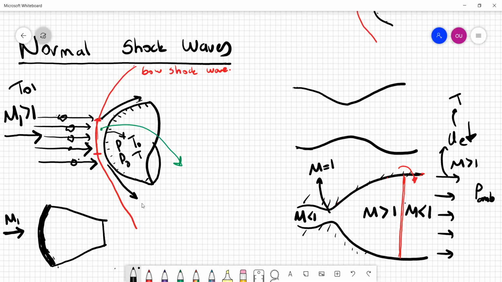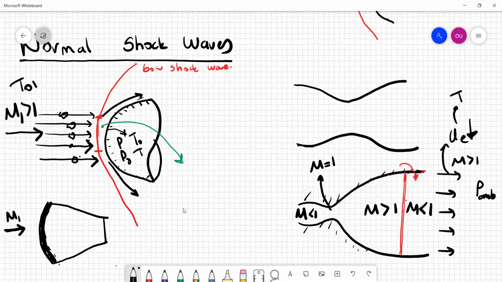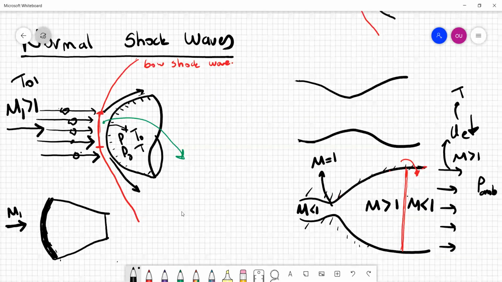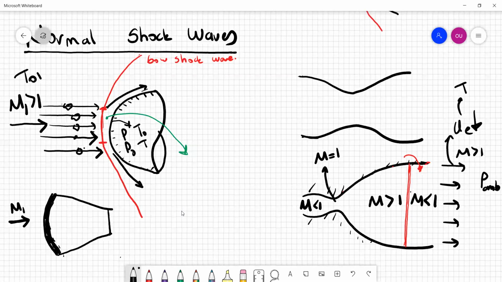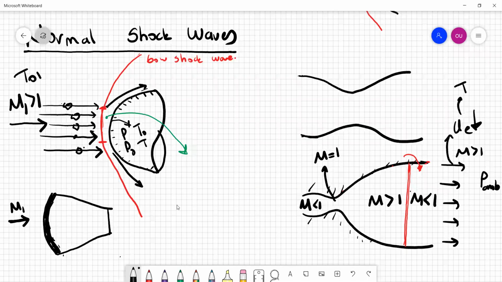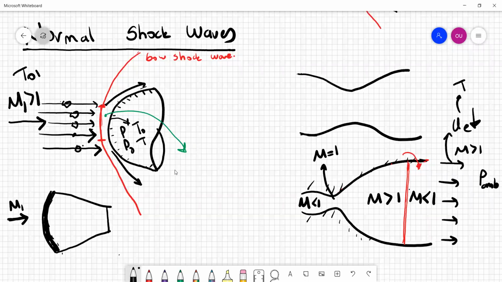So okay, these were some applications. Some examples, I must say. There are of course other examples, but these are some examples of why we need to first learn how to handle normal shock waves mathematically, what kind of equations we need to use, plus some of the flow physics that are relevant to normal shock waves.